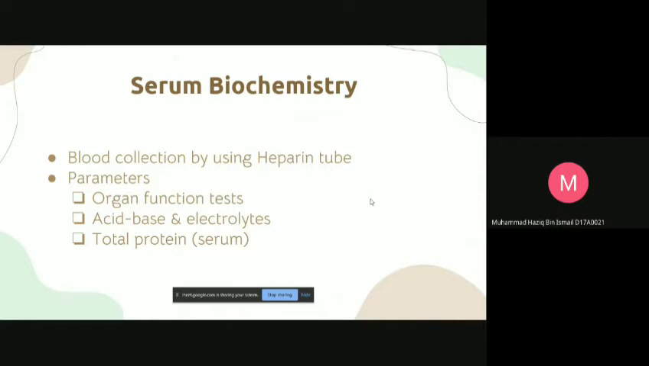For serum biochemistry, a blood sample can be collected using a heparin tube, which is green in color. This tube prevents clotting by inhibiting thrombin and thromboplastin. Serum biochemistry helps in testing some organ functions such as kidney, liver, and in this case, GIT as well. It also helps in evaluating acid-base and electrolytes like sodium, potassium, and chloride. Besides, it checks the total protein in serum, which might help in diagnosing protein-losing gastroenteropathy.